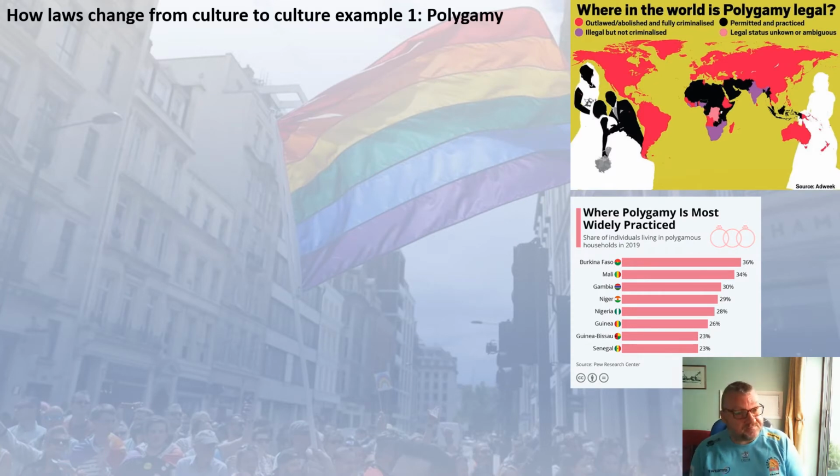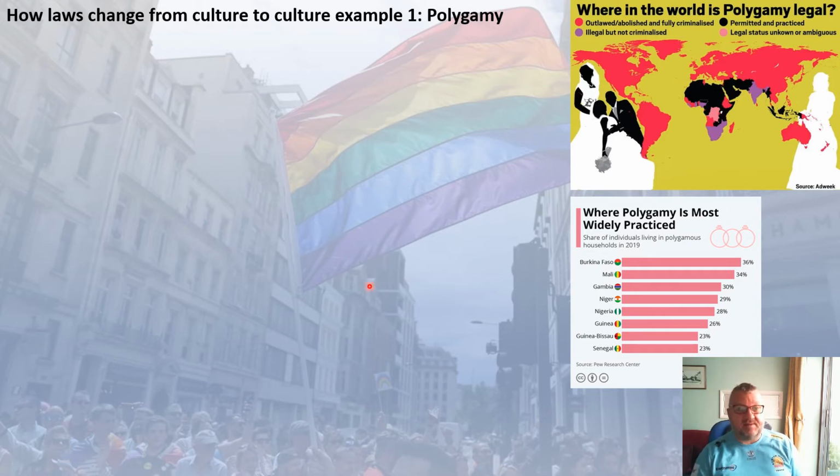So, what I'm going to do now, I'm going to take you through some examples of how laws have changed from culture to culture. And you can use one or more of these to help you illustrate an exam-style answer. So the first example I'm going to use is polygamy. So how polygamy, whether it's illegal or legal, changes based on the country you're in.